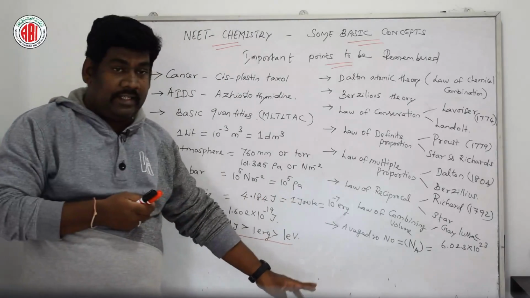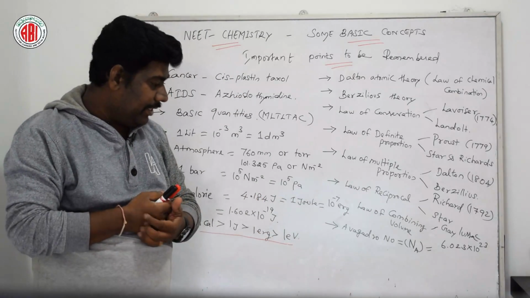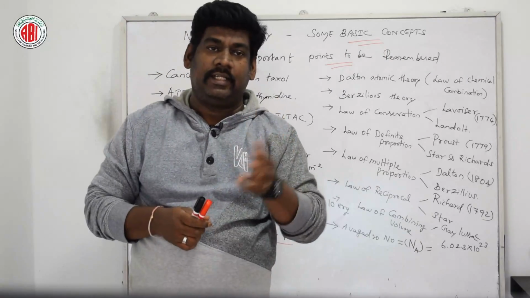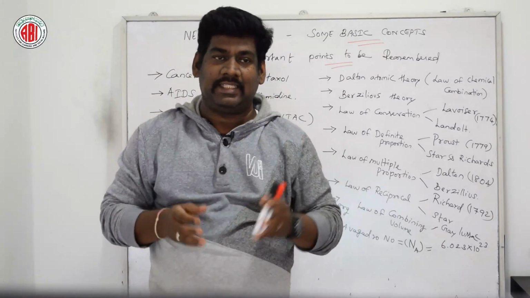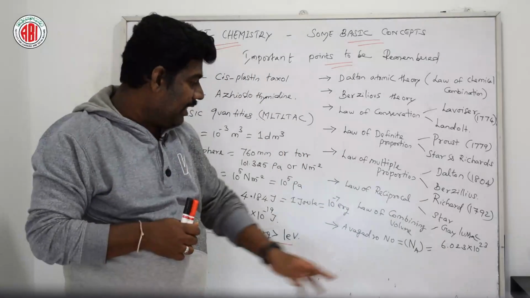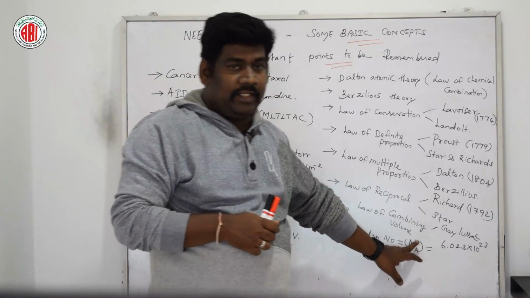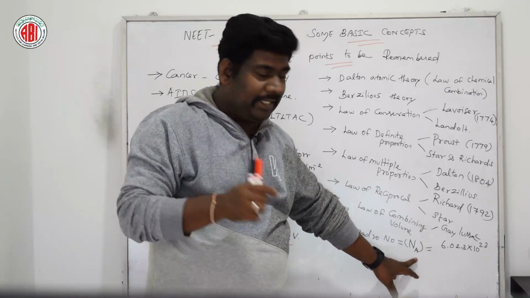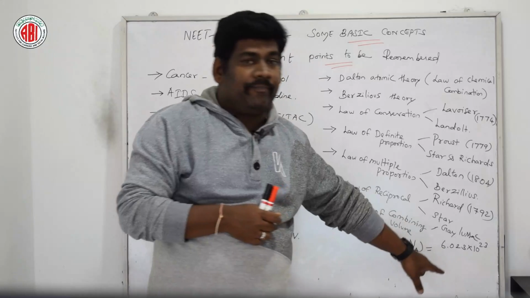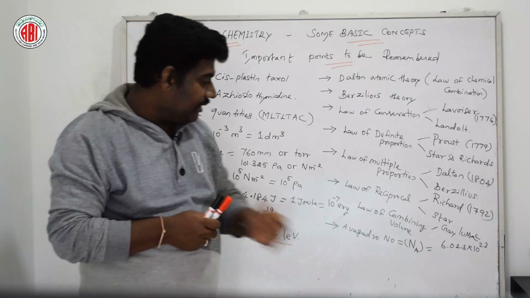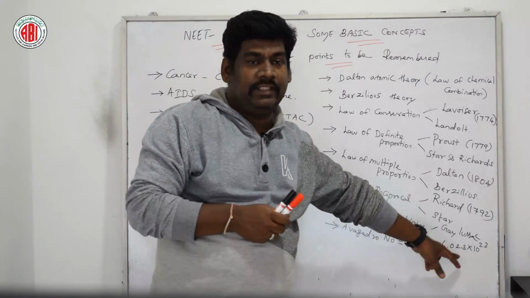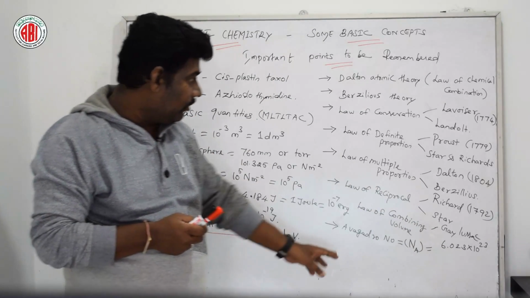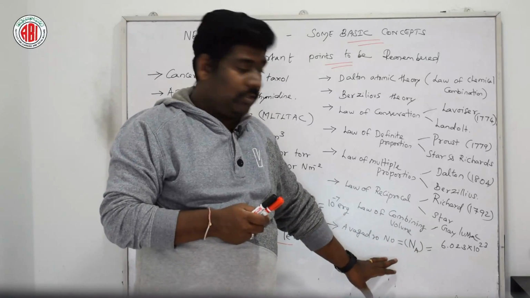Then we are discussing Avogadro's number and Avogadro's law. According to this, under similar conditions of temperature and pressure, equal volumes of gases contain an equal number of molecules. The Avogadro number is denoted with capital N, with a subscript capital A. The Avogadro number is 6.023 × 10^23. This is equal to 1 mole of any substance. So this is about Avogadro's law.